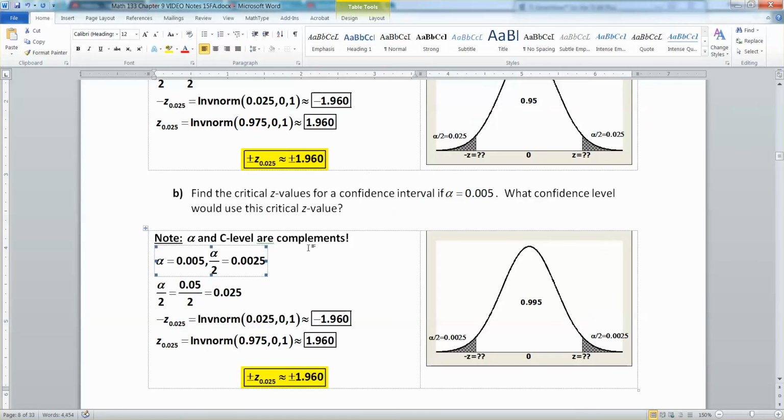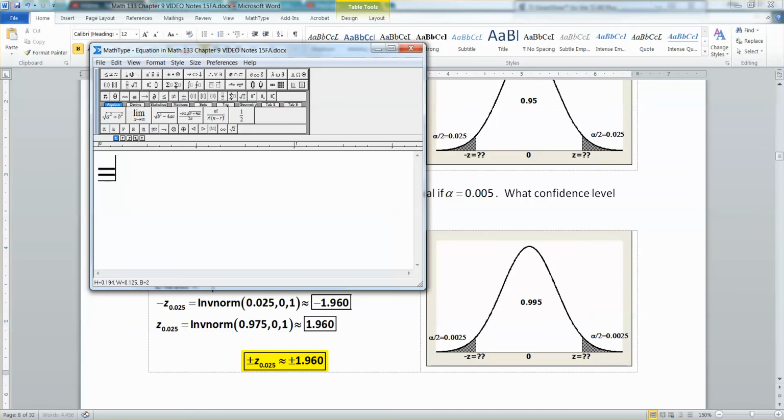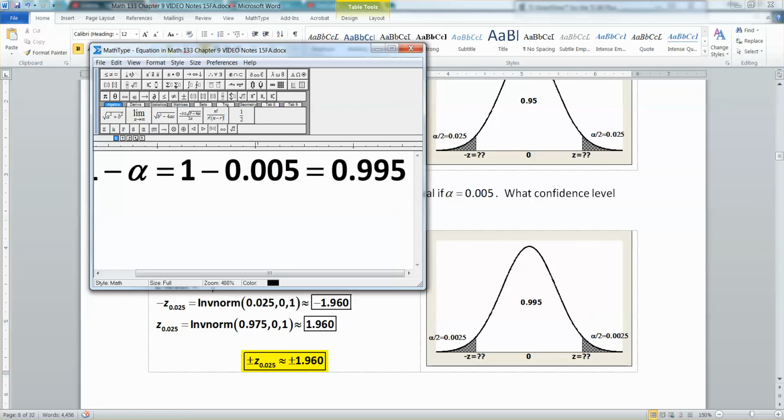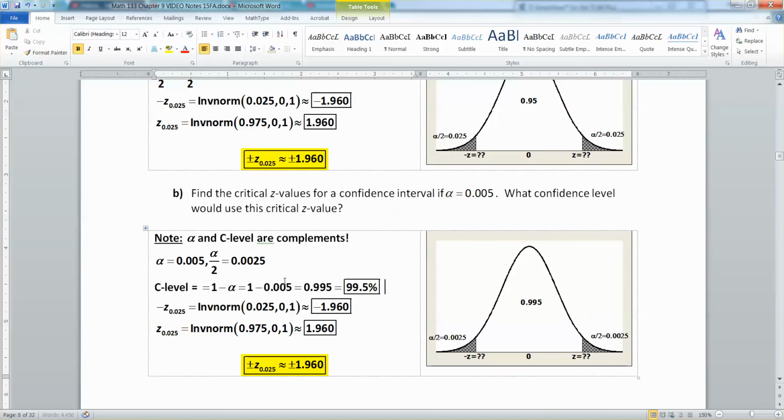So that's a starter. And then we also know that our confidence level, our C level, is the complement of alpha. So that's 1 minus alpha, which is 1 minus 0.005, which would be 0.995. So our confidence level, which is actually one of the questions they ask, is 99.5% or 0.995. So I'm going to box that because that's one of our answers right there. Okay, so our confidence level is that.